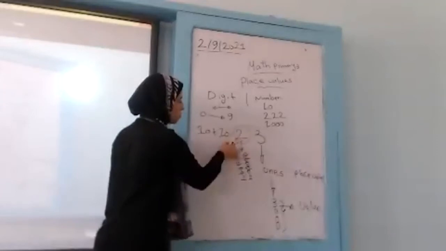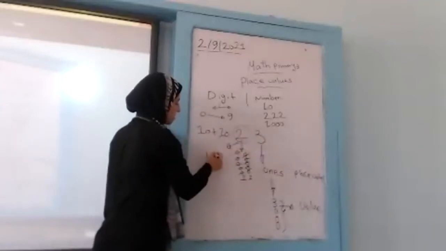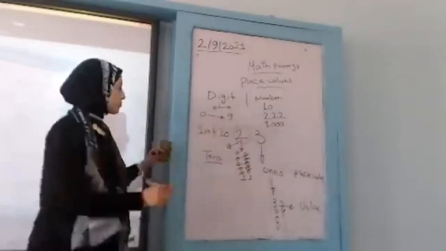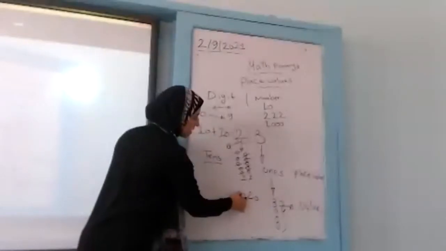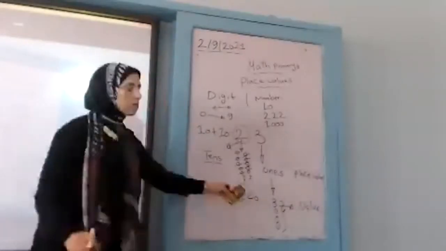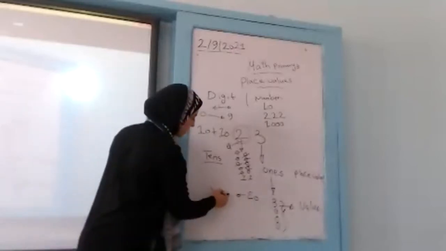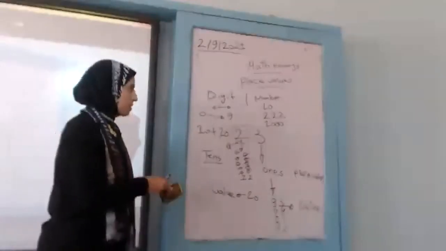This is the value of 2, the second number from the right. What's the value of 2? 20. Because it consists of 2 blocks of 10. 20 is the value of 2. Okay.